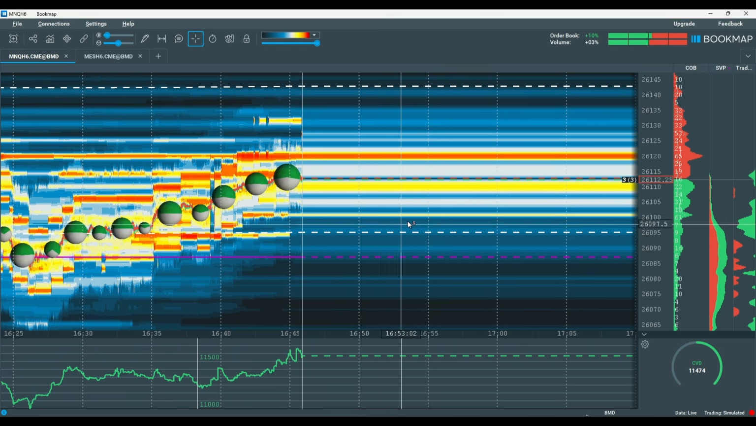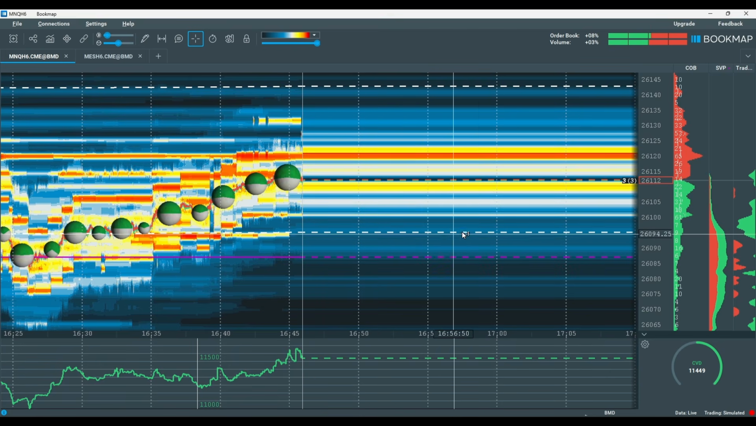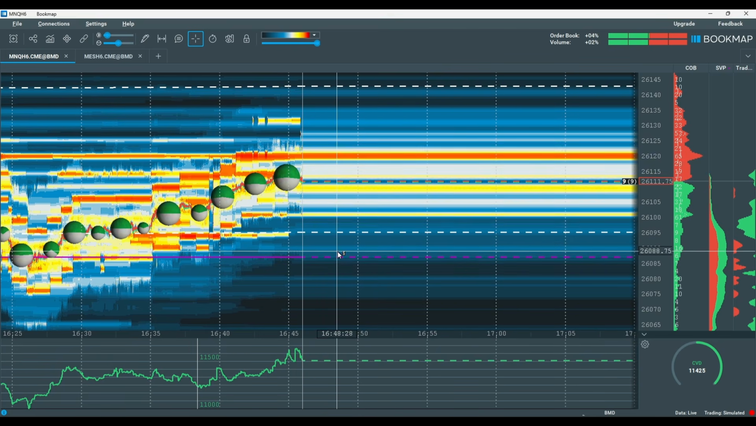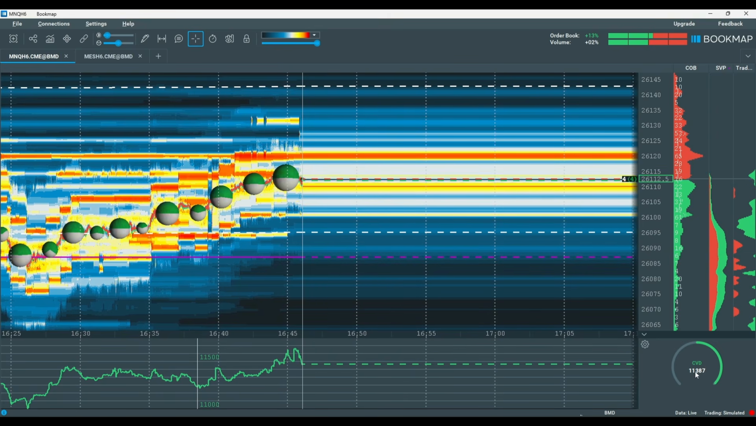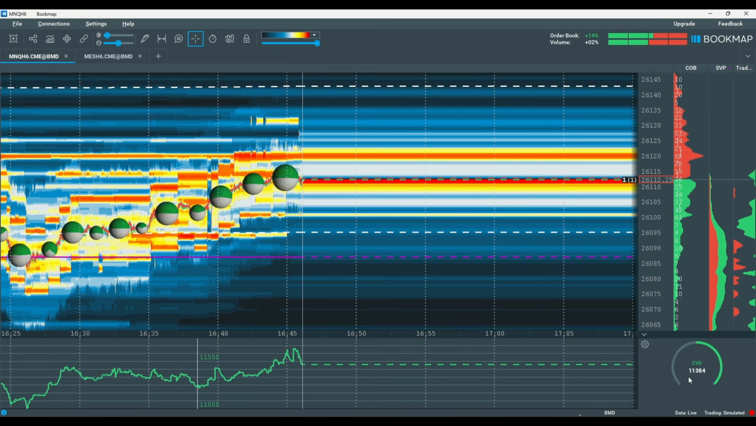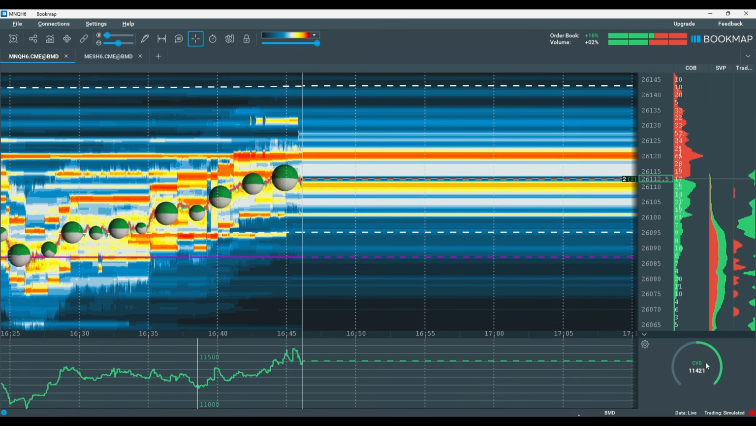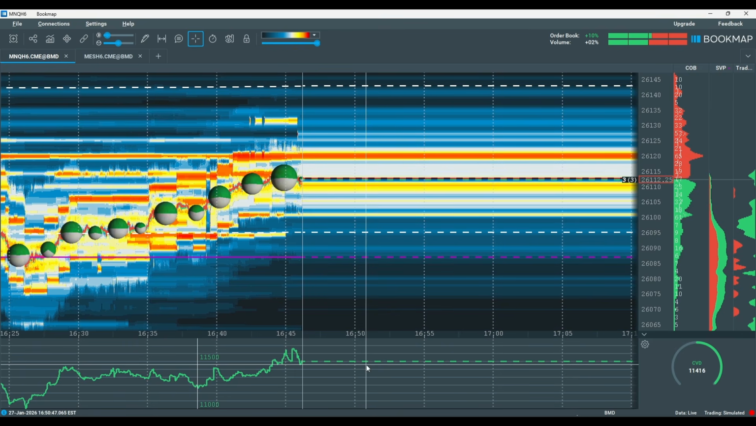On the right, there are multiple columns displaying various data. At the bottom, there's a subchart and widget panel that displays various studies and indicators. Typically, I have stops and icebergs as well as the CVD. We'll get into that stuff later.